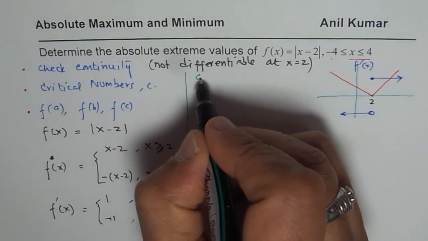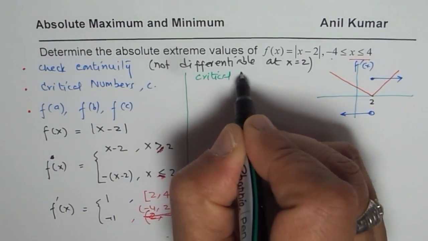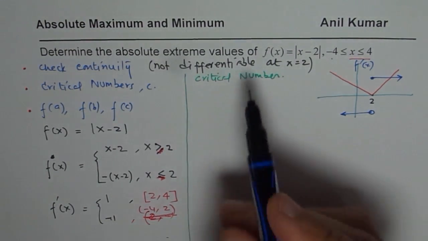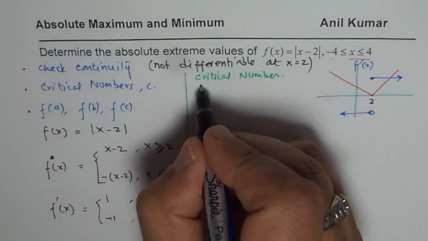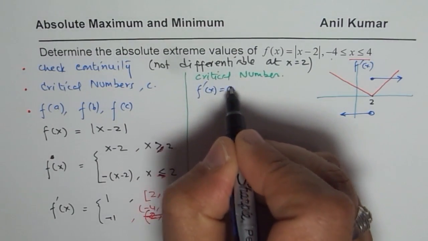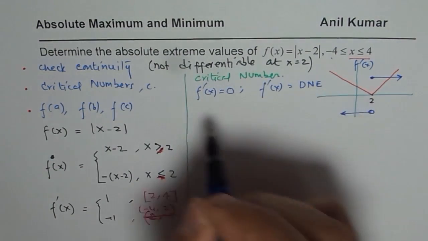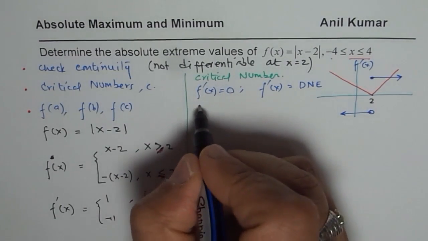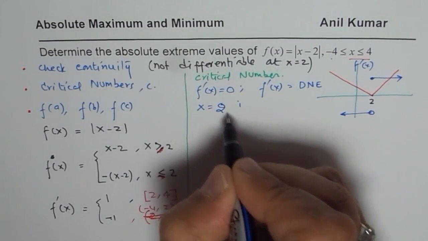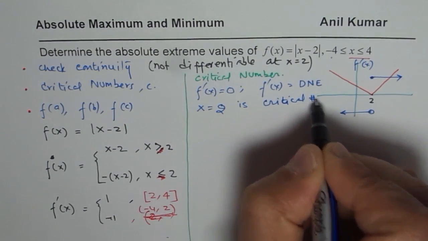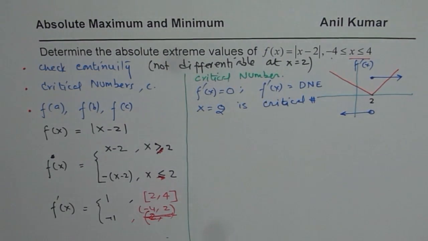So what is the critical number here? The critical number here is the point where the derivative is not defined or it is 0. So critical number is basically where f dash x equals 0 or where f dash x does not exist. So we have a critical number at 2. So x equals 2, 2 is the critical number, right? So that is what I want you to understand. Since it is not differentiable at 2, it is our critical number.